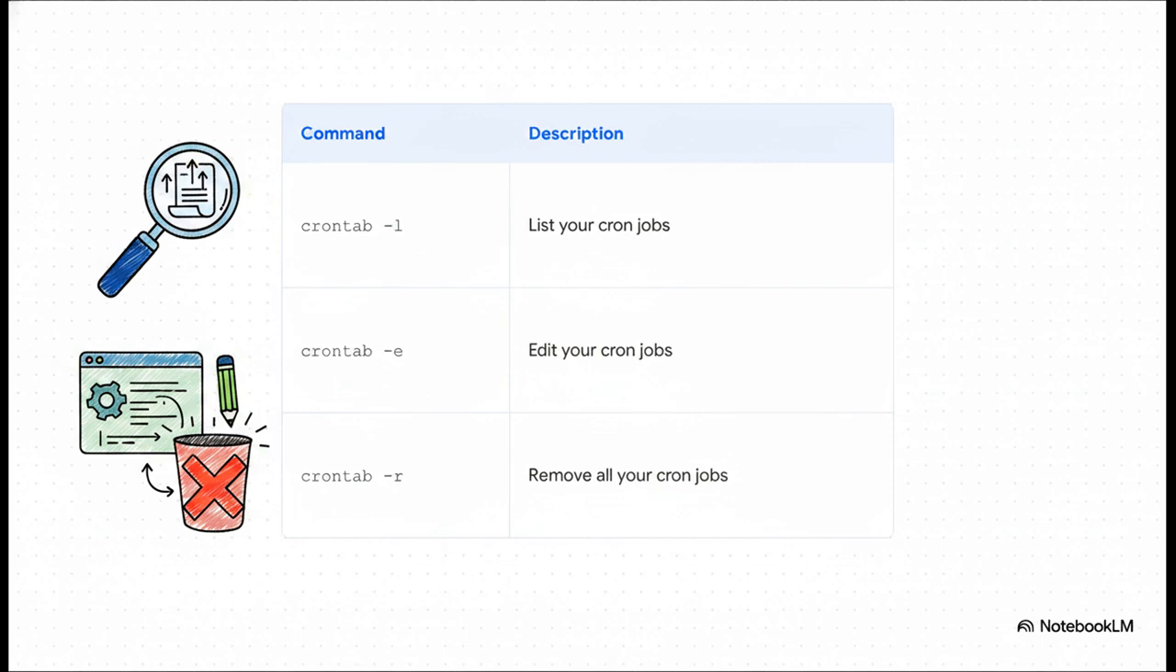To add a new job or change one, you use crontab -e, which pops open your crontab file in a text editor. And now, be really, really careful with this last one. crontab -r will instantly wipe out all of your scheduled jobs. It's powerful for sure, but you gotta use it with caution.